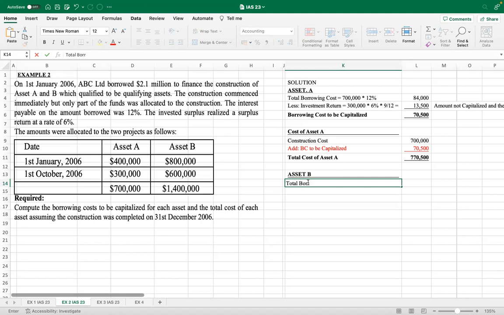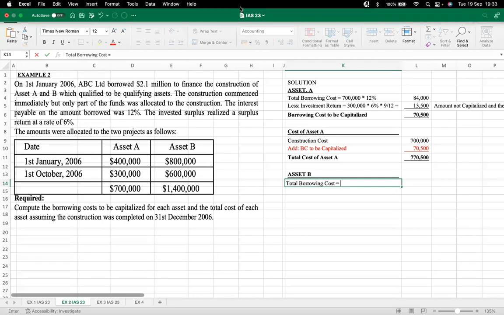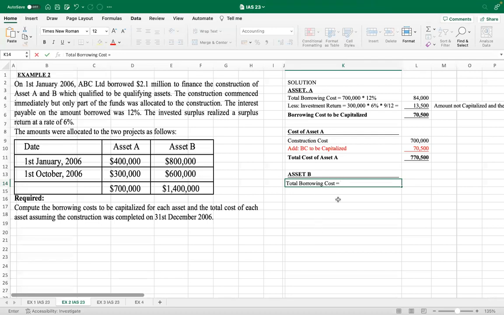Total borrowing cost. Type for me as I write. Borrowing costs to be the total borrowing cost. I need to see in the chat how much for asset B. Look at what we did in asset A. I'm giving you 30 seconds to type in the chat. What will we have for asset B?